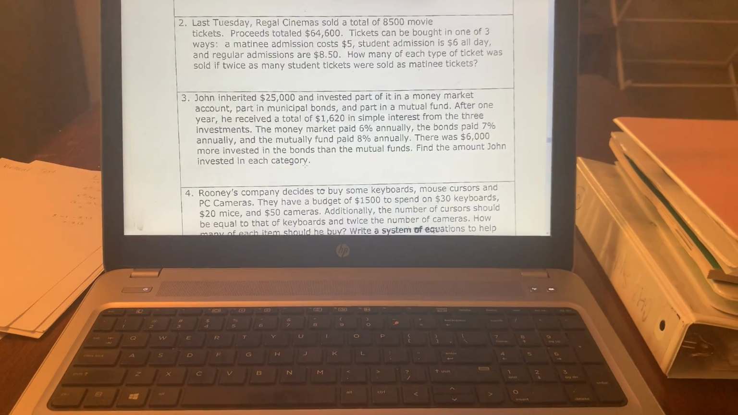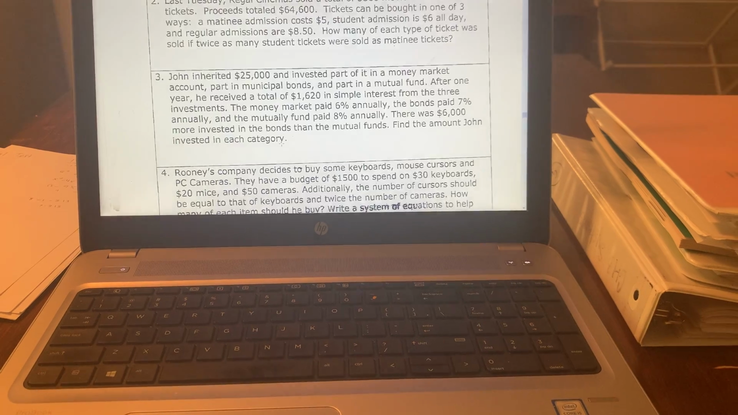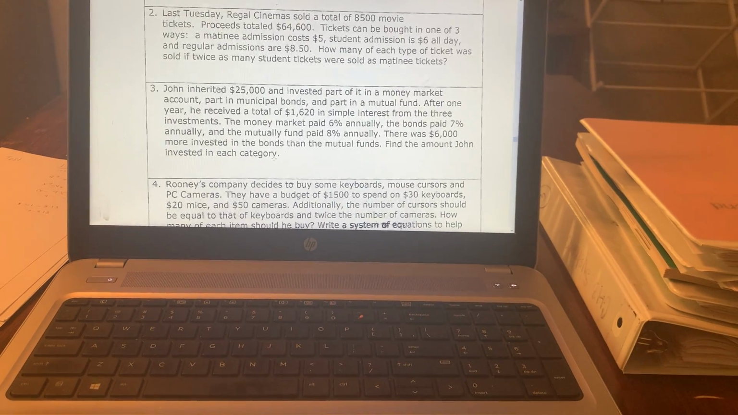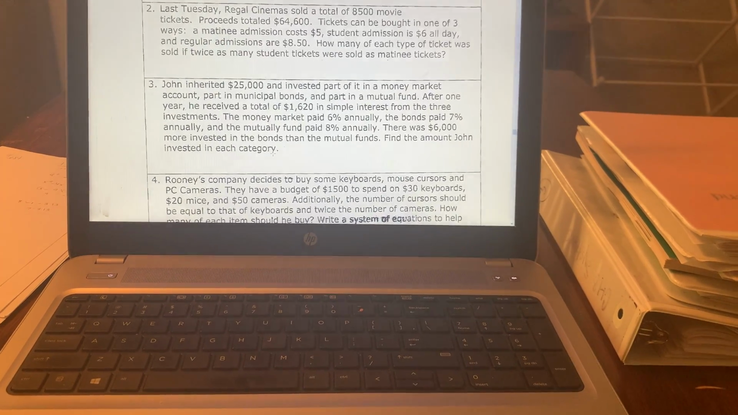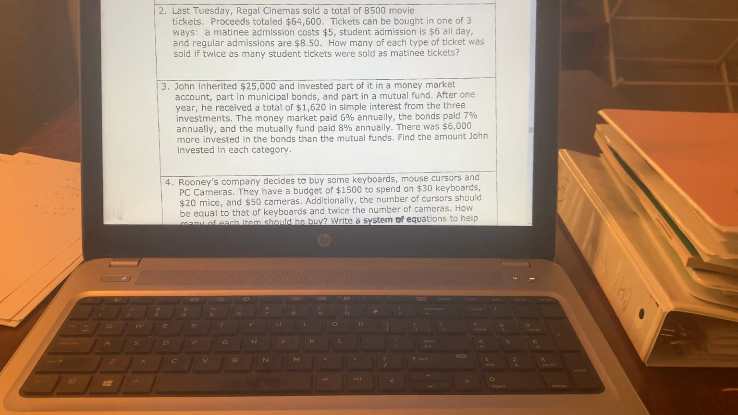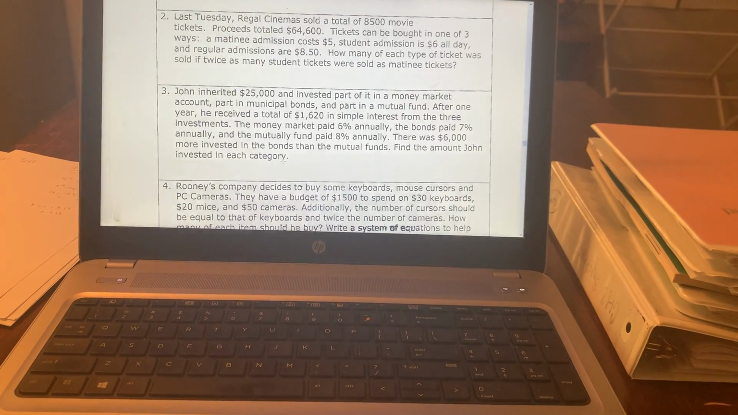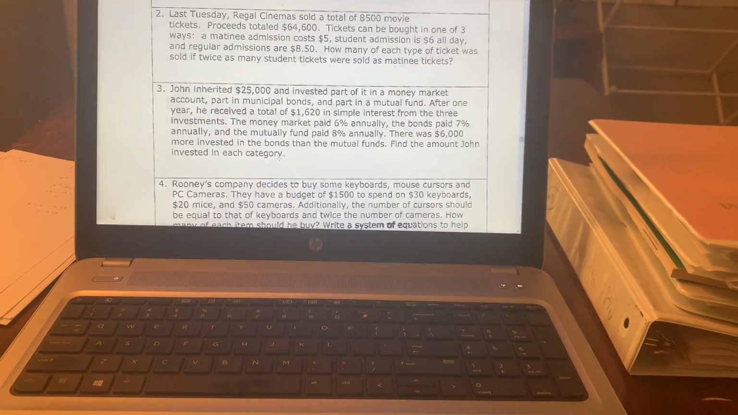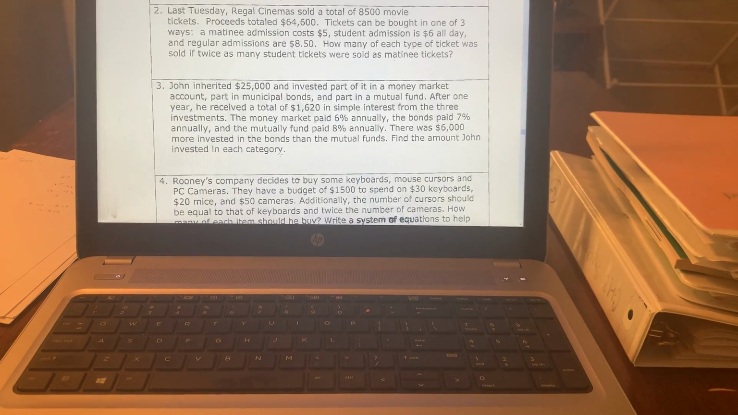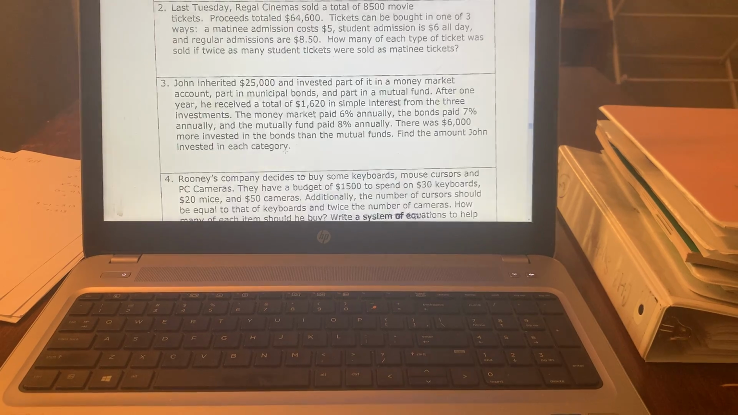Somebody emailed me about an extra credit opportunity. I will put it in the grade book. If you send me what is a money market account, what are municipal bonds, and what's a mutual fund, if you can tell me what those are, type it up and send it to me, and you have to cite your sources. Okay, you have to give me the link. I don't want to see google.com or wikipedia.com. I want the direct URL link, okay? I'll give you a point for each. I'll give you some extra credit.